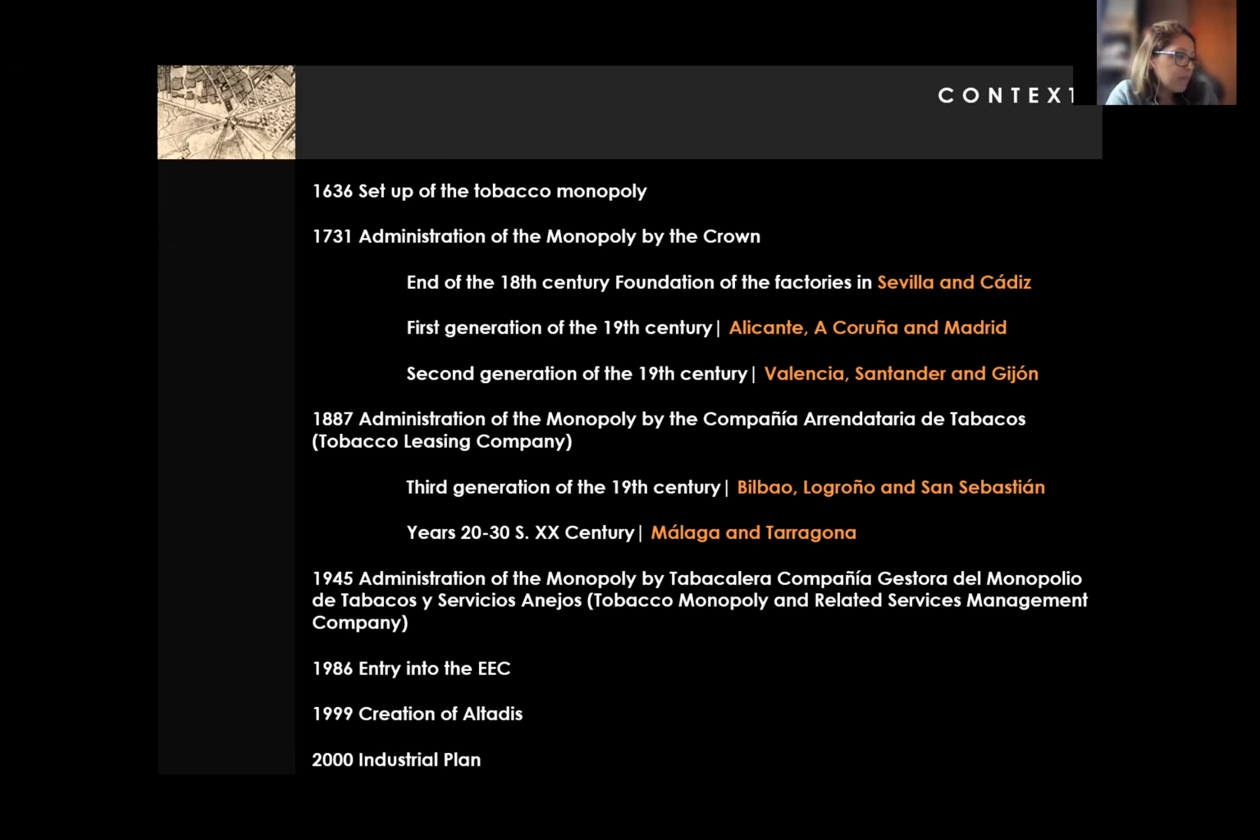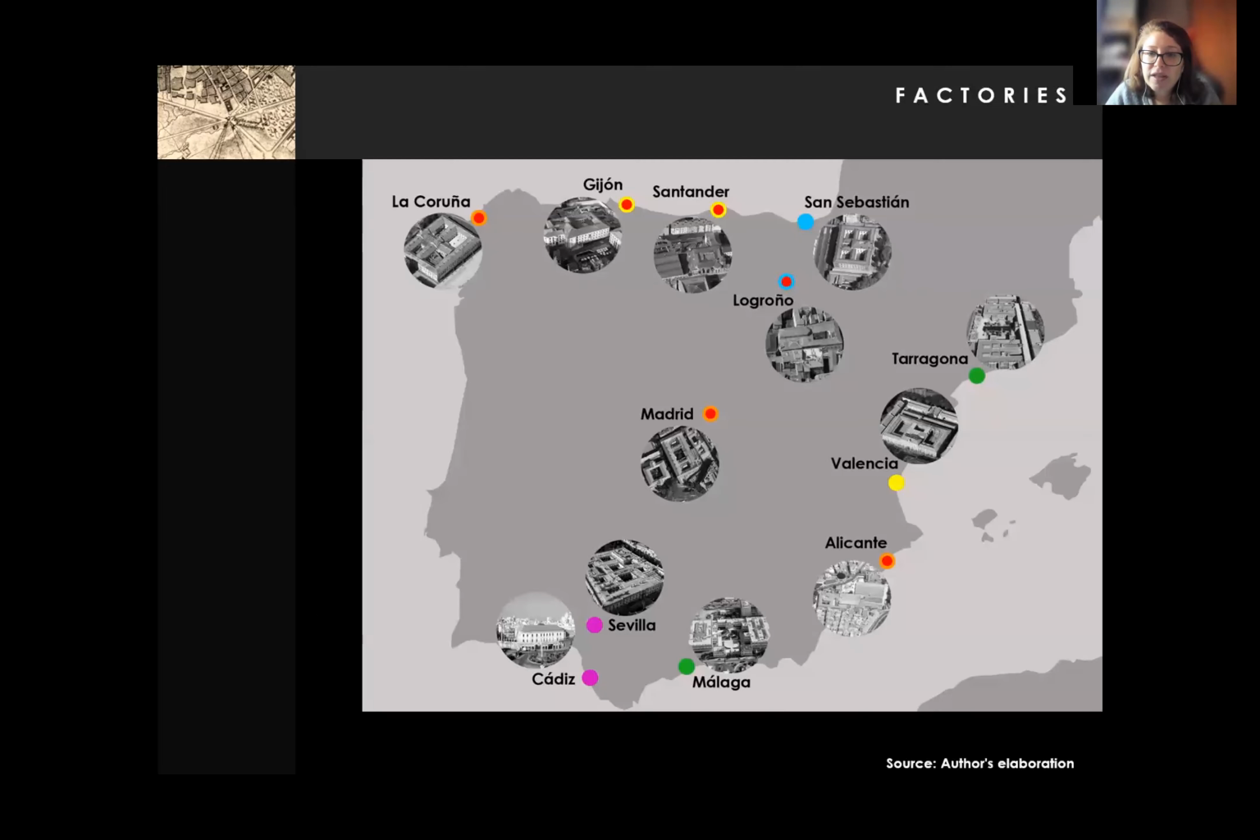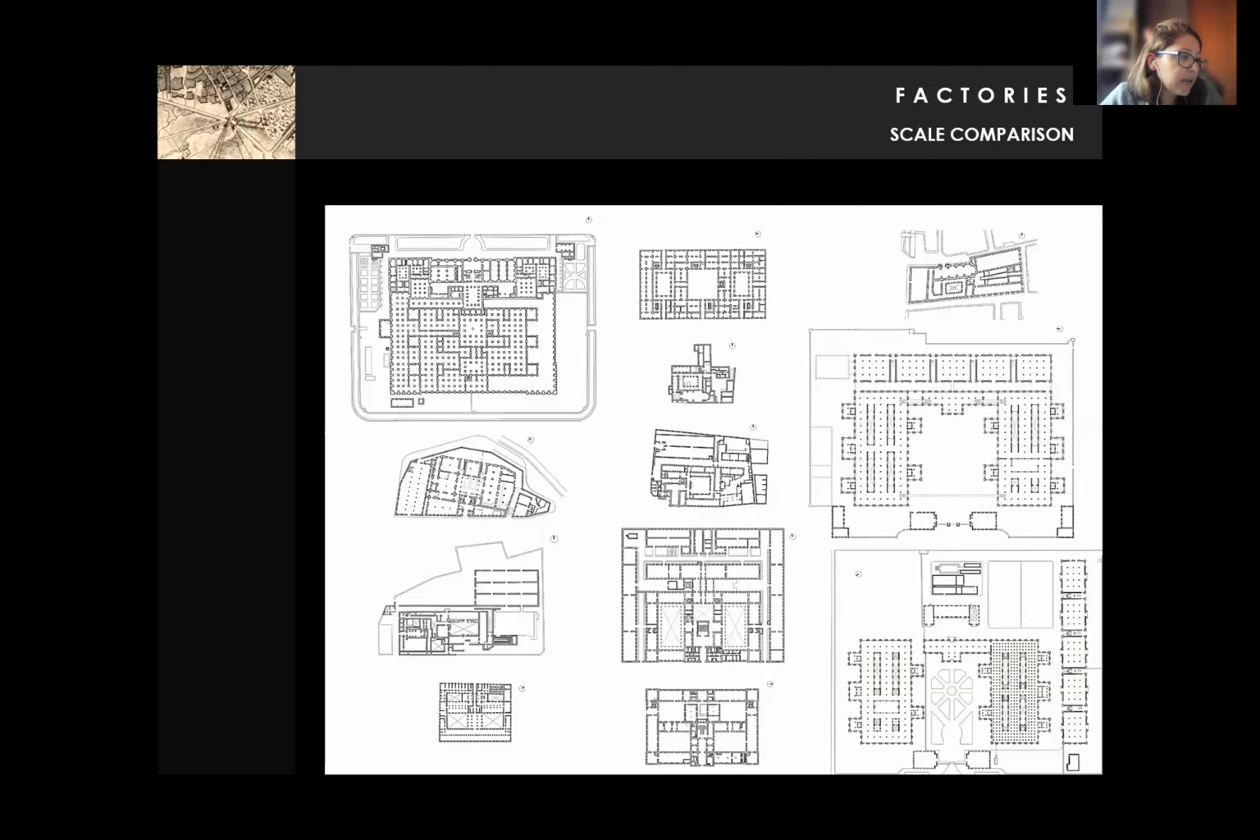So this expansion was developed, as I said, in various generations of factories, as I called them, the generations of the 19th century factories. They started with the pioneering Sevilla factory in the 18th century, which was followed by its support factory of Cádiz. But then we have many of these factories in Alicante, Valencia, Coruña, Gijón, Santander, etc., that were founded during the 19th century.